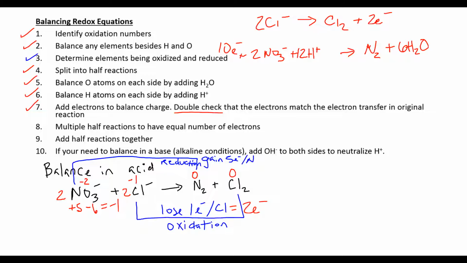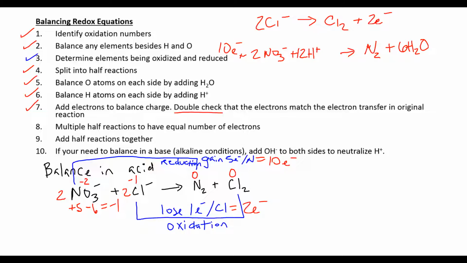Similarly, we can look at the nitrate to nitrogen reaction, and in that case we had 5 electrons per nitrogen. There are 2 nitrogens, so we can say that should be a total of 10 electrons. And we can confirm our balancing of our half reaction because we can see we added 10 electrons to the reactant side of that half reaction. So we're done with step 7. We can move on to step 8.